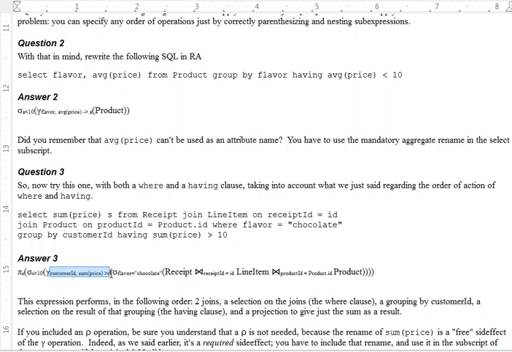prices. And then finally a selection on the result of that grouping that requires the sum be greater than 10, and that's the having clause. And then at the very end, a projection to give just the sum as the result.